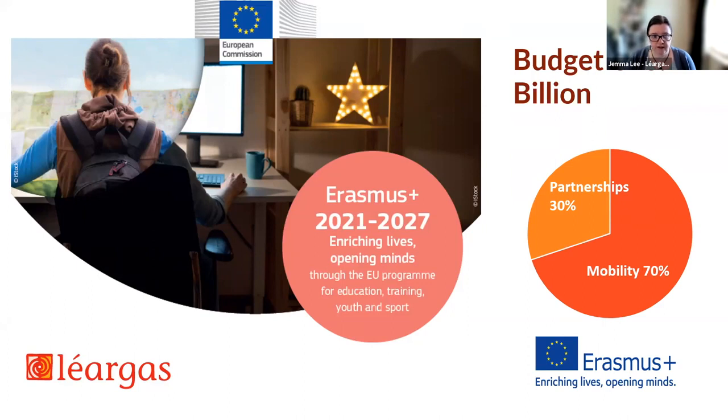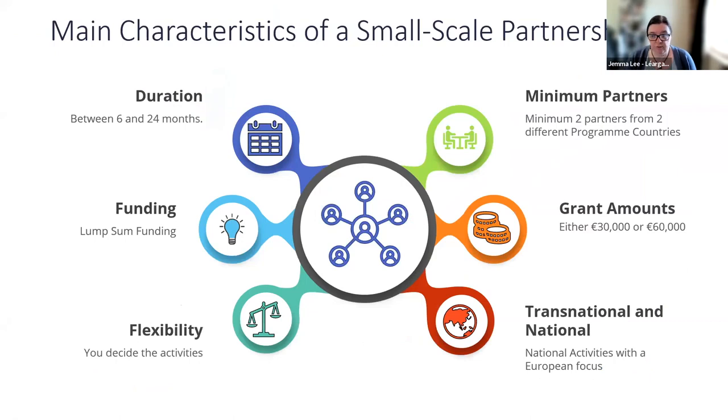So if we go on, then we can see, what is a small scale partnership all about? So these partnerships are a minimum of 2 partners from 2 different countries. So that's yourselves and 1 other partner. As we said, we call them small scale. They are small. They're simple and straightforward to run. There is a list of countries there that you can choose from. So it's generally the 27 EU countries, and then there's 6 other countries as well. We can send that list on to you.